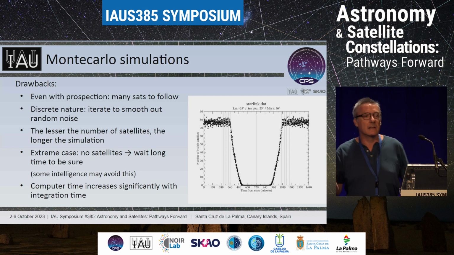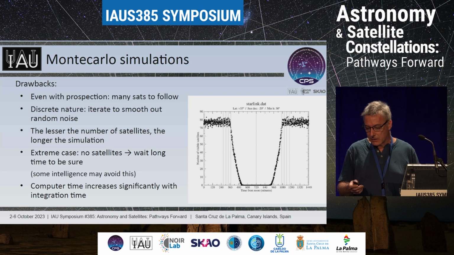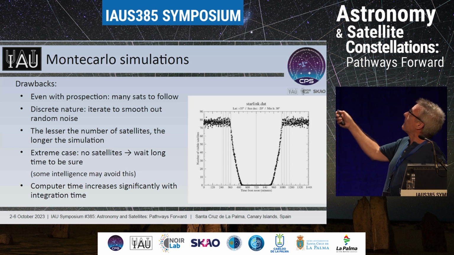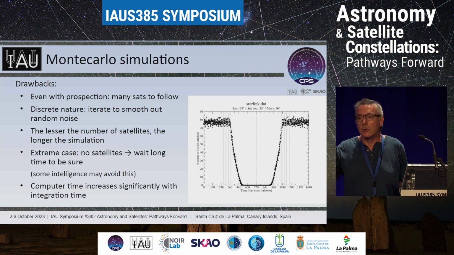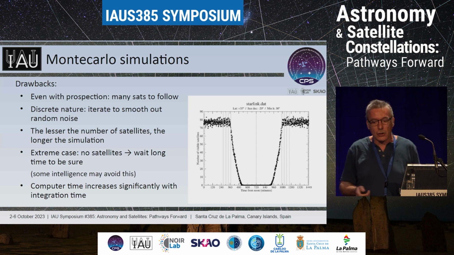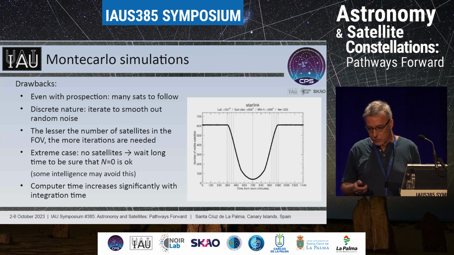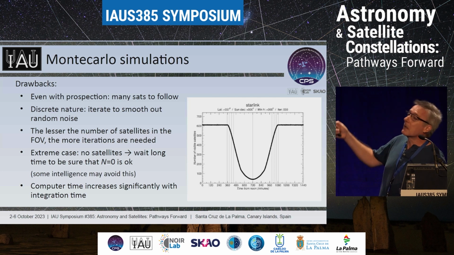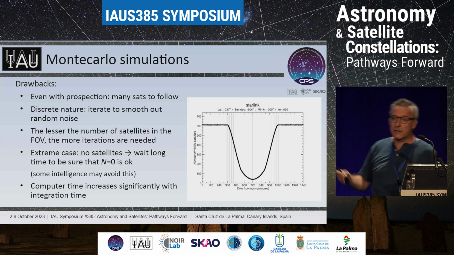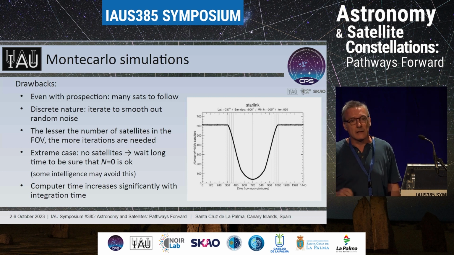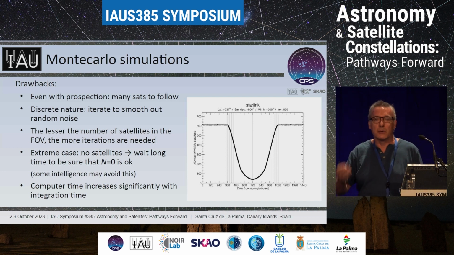Also, this is a discrete simulation. As you can see in this graph, if you perform only one shot, only one simulation of your integration, you get a lot of random noise. You have to average at least, in this case, 50 iterations to clean out that random noise. So you have to compute a lot to do this.